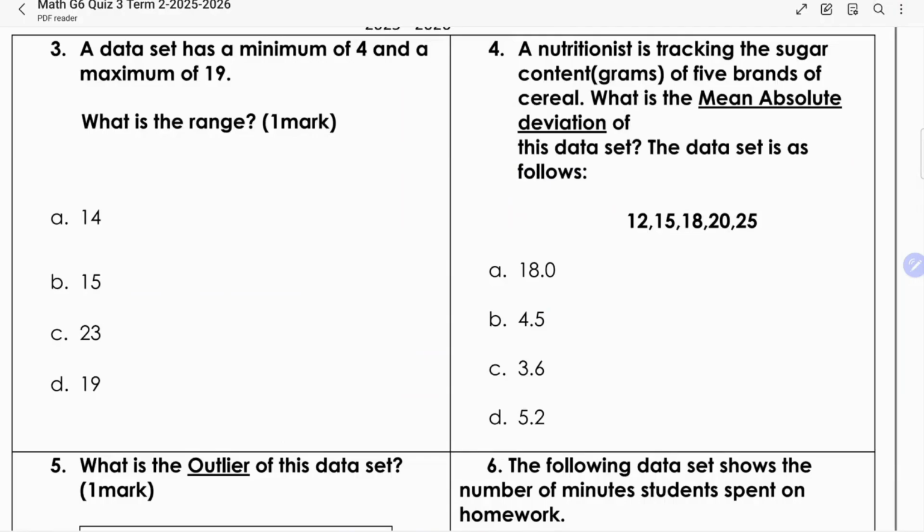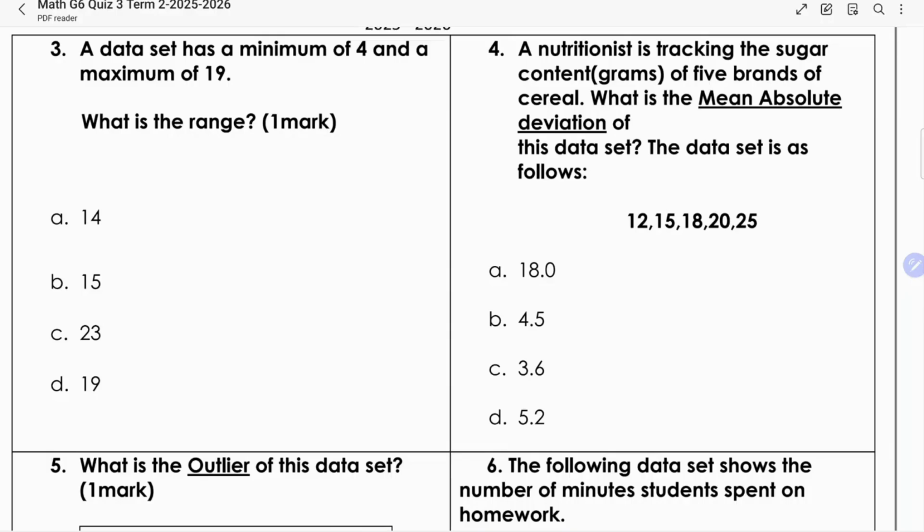So we've got question 3. A data set has a minimum of 4, which is the smallest number in a data set, and a maximum of 19. What is the range? I had someone ask me, what is the range? How do I find the range? Again, revise. Please don't ask me those questions unless you want me to do the exam for you.